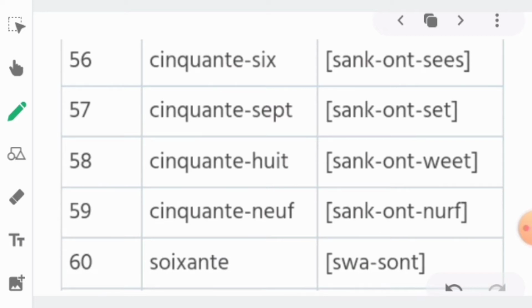Okay, तो cinquante-neuf. Now for 60 there is a special word, soixante, and it will be pronounced soixante. Like 50, there is a special word for 60 also. For 50 we use cinquante and for 60 we use soixante.